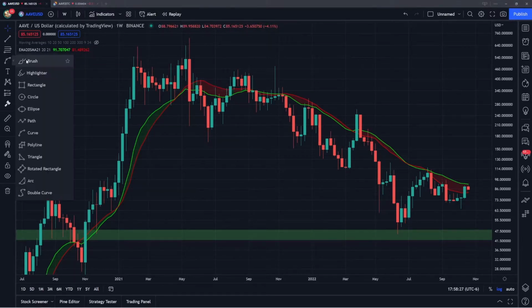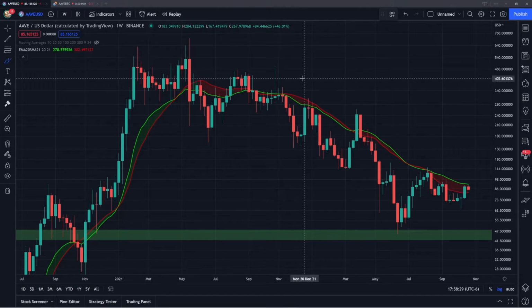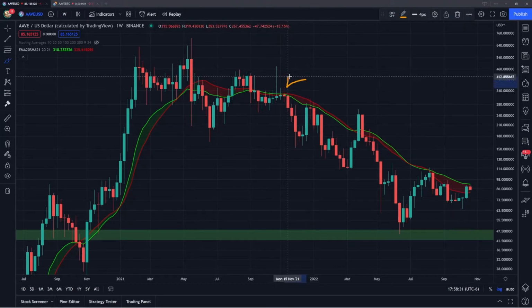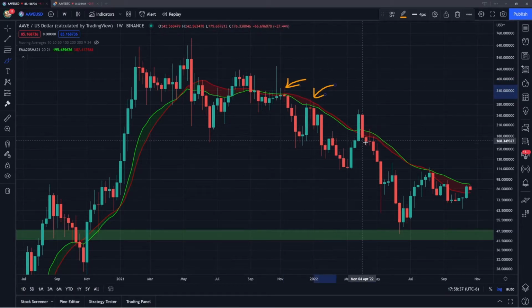So you can see quite clearly here that AAVE has had several rejections off these moving averages coming up to this level, rejecting, forming lower lows and lower highs. Now, we did have this false breakout right here in April on this lower high, but do consider the fact that it was a very short breakout where eventually on the next weekly candle, we came right back under these moving averages. And ultimately, a few weeks later, we had that rejection as well.